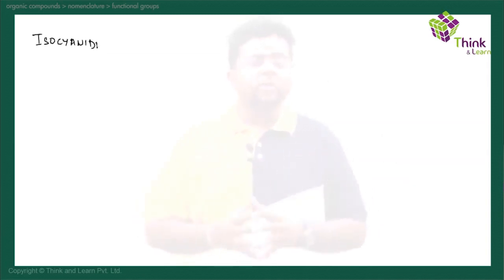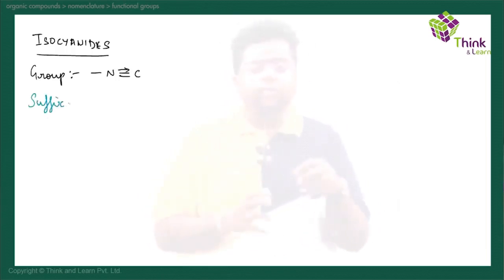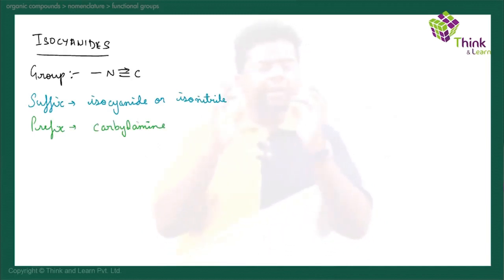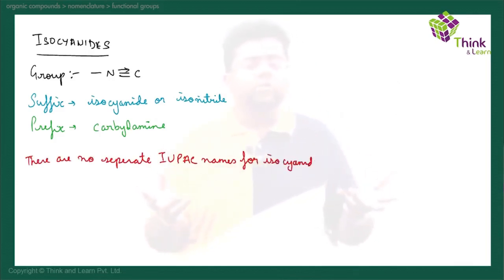Next, we have isocyanides. The group would be N triple bond C, out of which one bond would be a dative or a coordinate bond. The suffix would be isocyanide or isonitrile. And the prefix, which will be used as a suffix only when it is being named, is carbylamine. Very interestingly, there would be no separate IUPAC names: you can use isocyanide or isonitrile, and both can be used for anything.